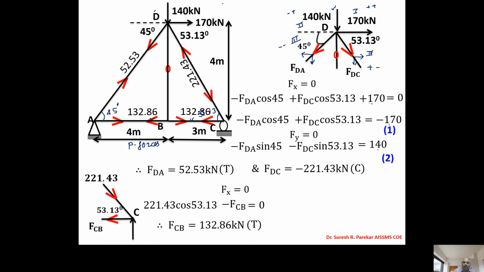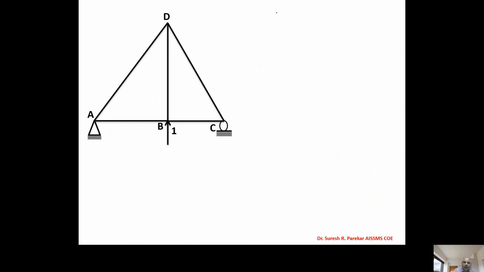This is a must that we have to keep in mind. Remove the redundant. If we have internal indeterminacy, then we have to remove the redundant member. And if we have external indeterminacy, we have to remove the redundant reaction. Now we have to apply this RB, and then we have to find the forces in all members.